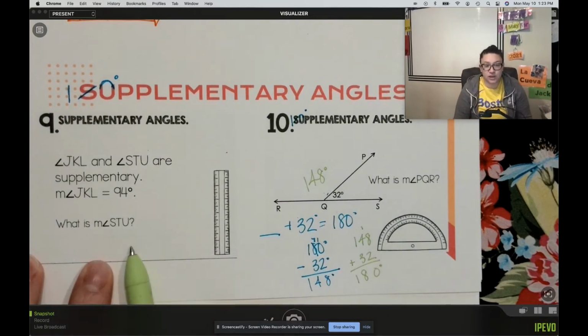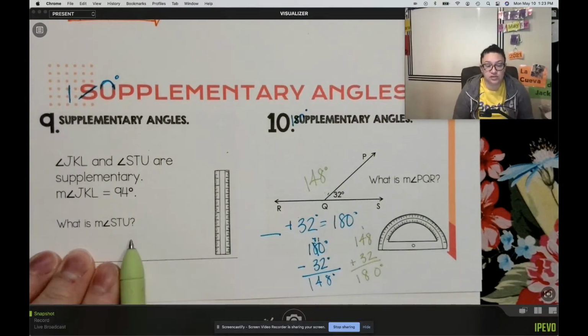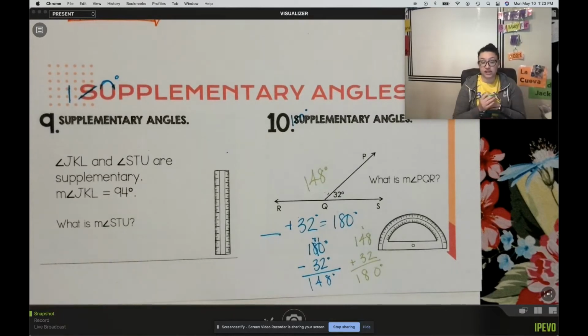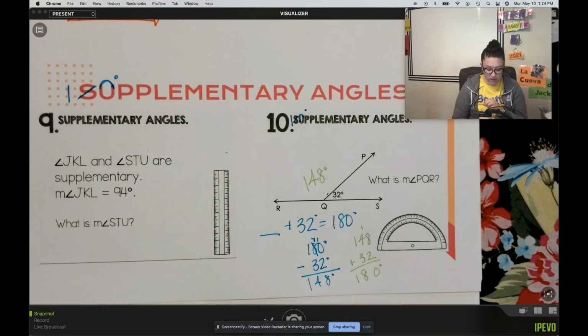Now you try this one on your own, no picture. Use it though, draw it out if it's going to help you. But figure out what's that measure of angle STU.